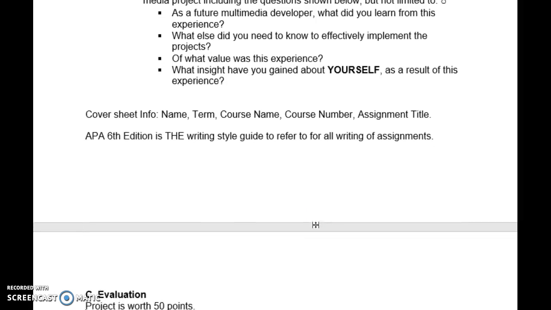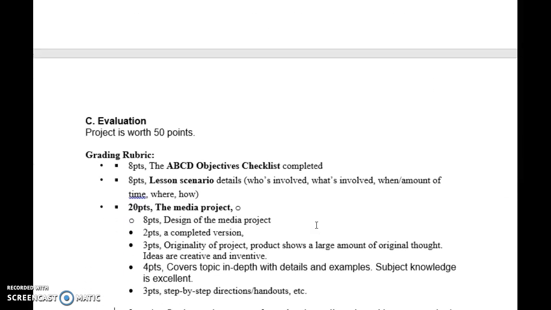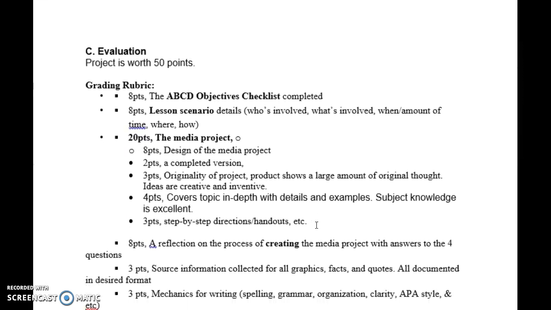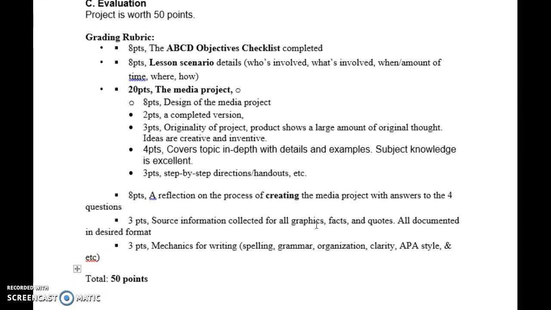So as far as the evaluation goes, the breakdown is it's worth 50 total points. You can see the grading rubric. You get 8 points for the ABCD objectives checklist completed. You get 8 points for the lesson scenario, 20 points for the media project, and this 2 points right here, a completed version. Make sure you've created a sample of what you want your learners to create. That's where that comes in, and sometimes people somehow miss that, so make sure that you're aware of that.